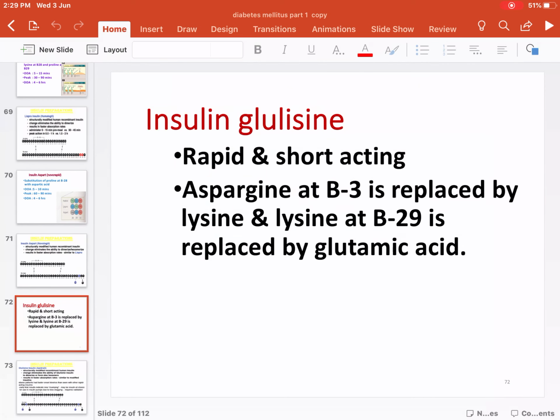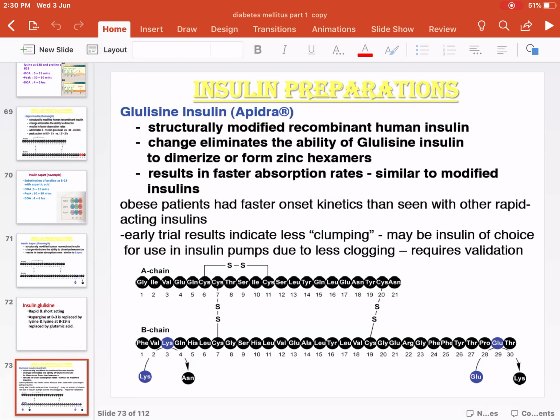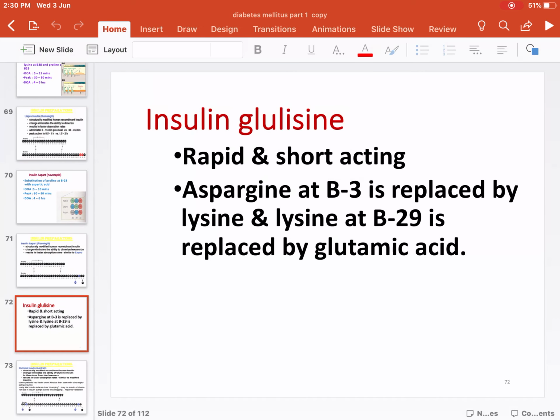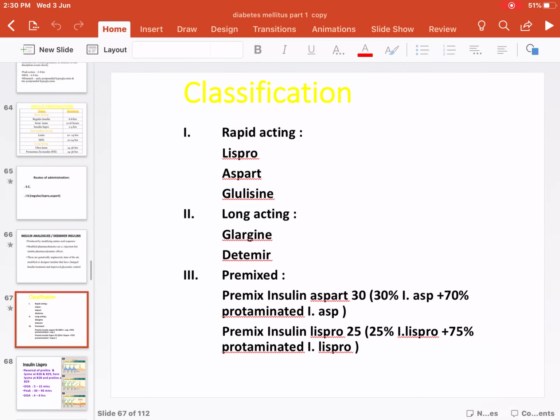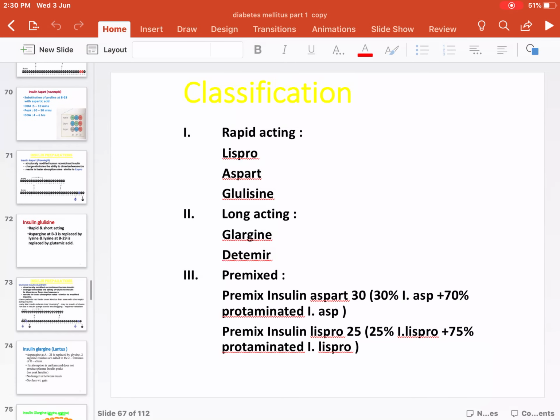What is glulisine? Glulisine is also a short-acting, rapid-acting insulin. So arginine in B3 is replaced by lysine, and lysine at B29 is replaced by glutamic acid. These are the short-acting insulin analogues: lispro, aspart, and glulisine.